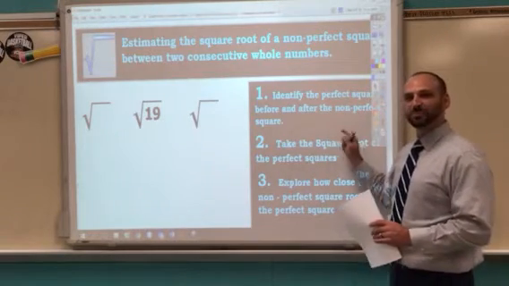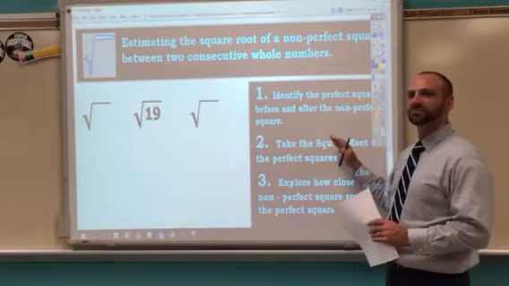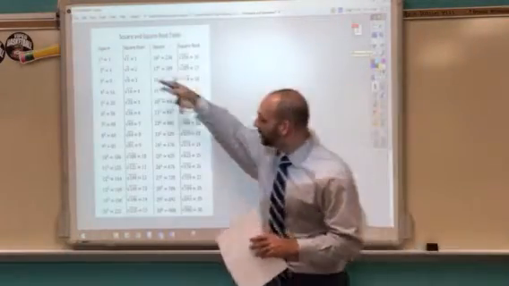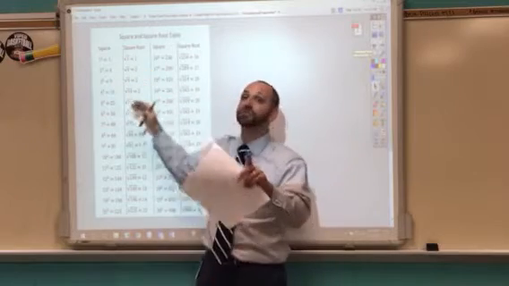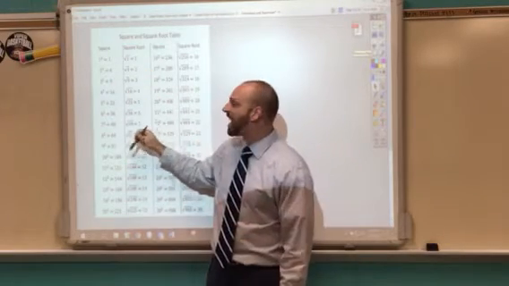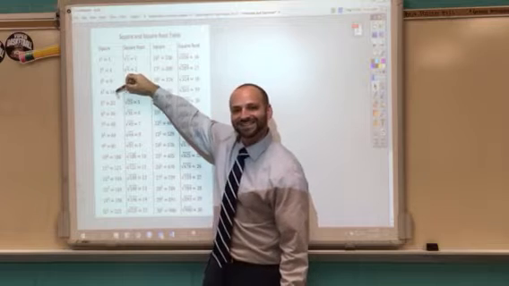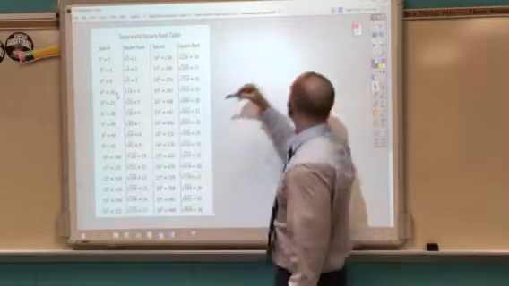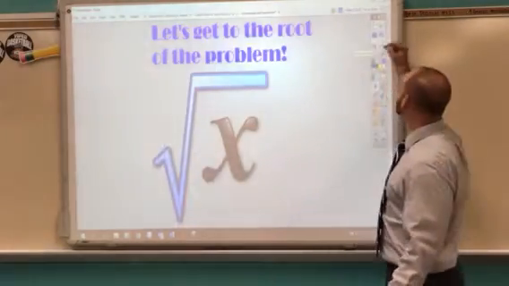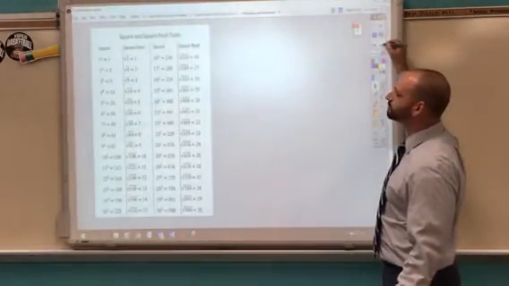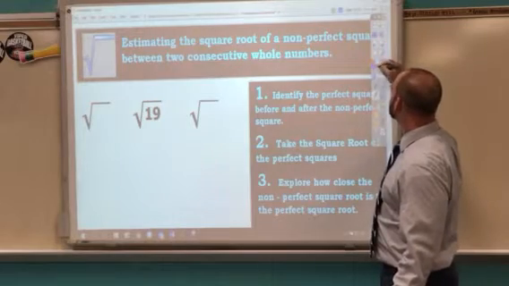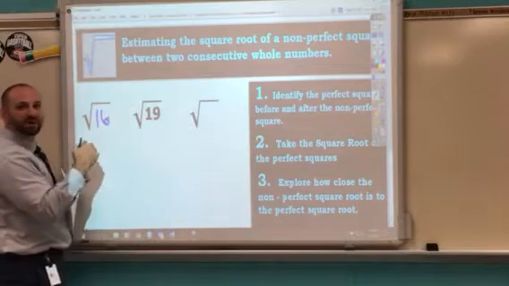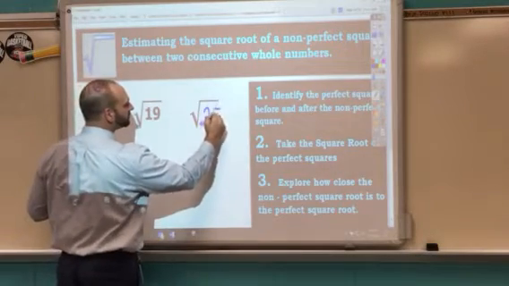First step, identify the perfect square that comes before and the one that comes after. So I'm going to flip back to our list. And if we look for 19 on here, you'll see we do not see it. But we can identify here that it comes between 16 and 25. Those are the two perfect squares before and after. So I'm going to place 16 here, and I'm going to place 25 here.